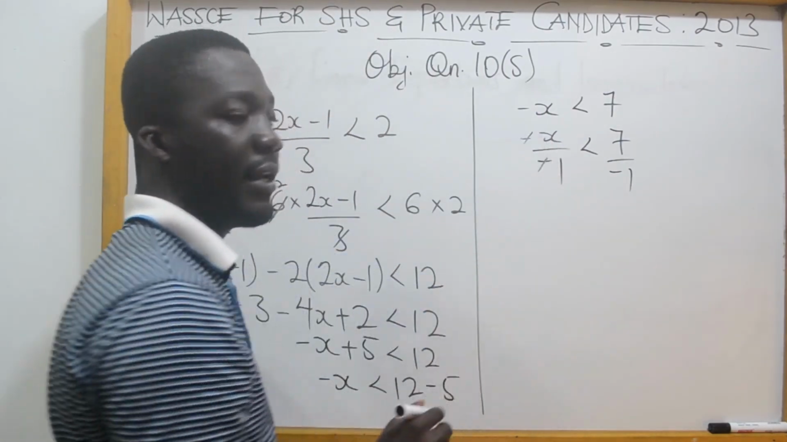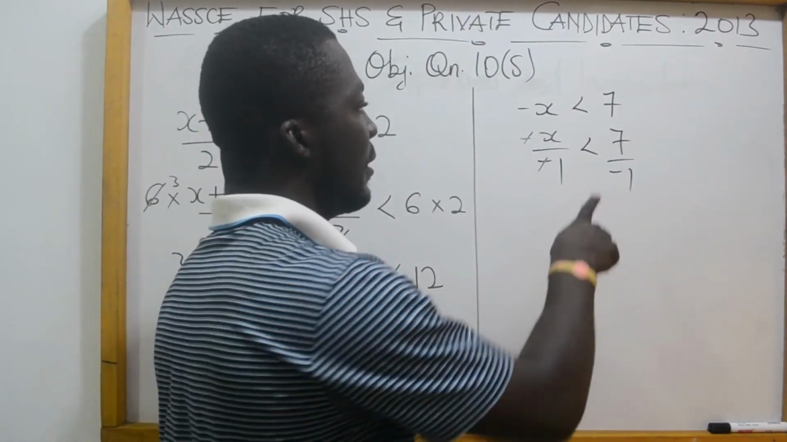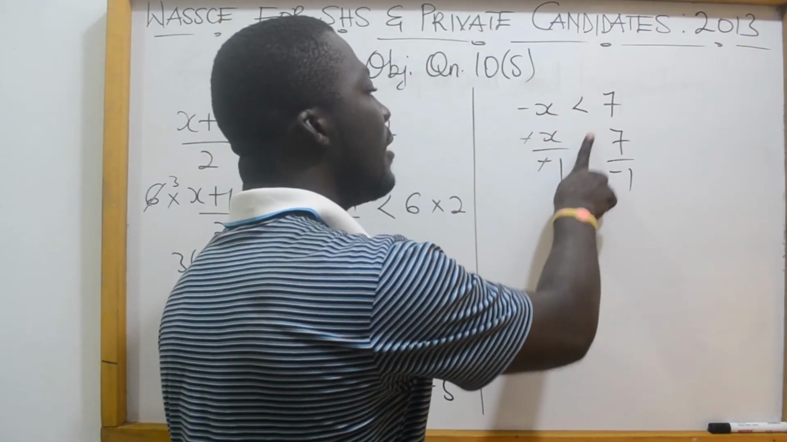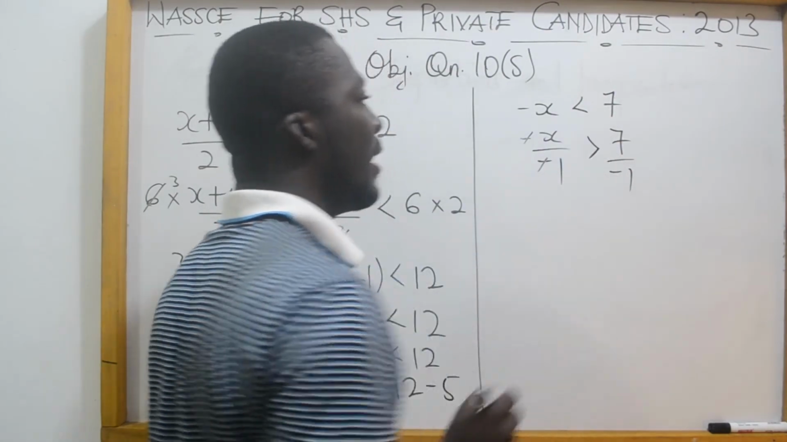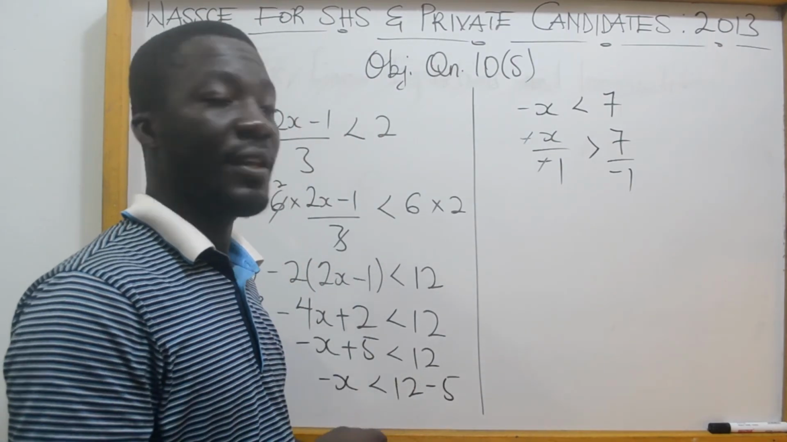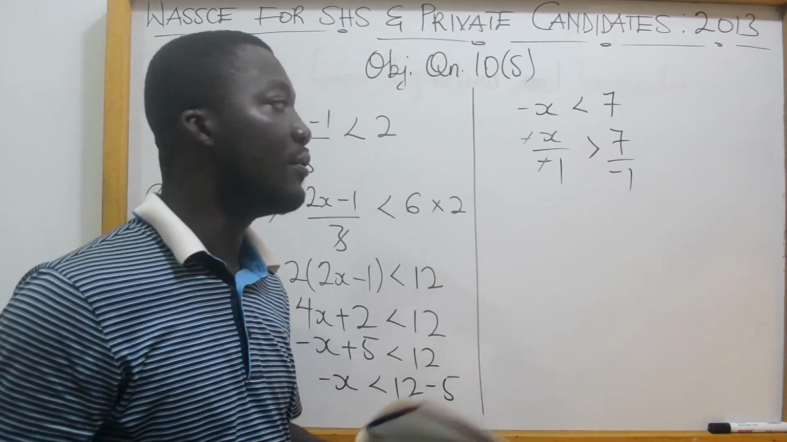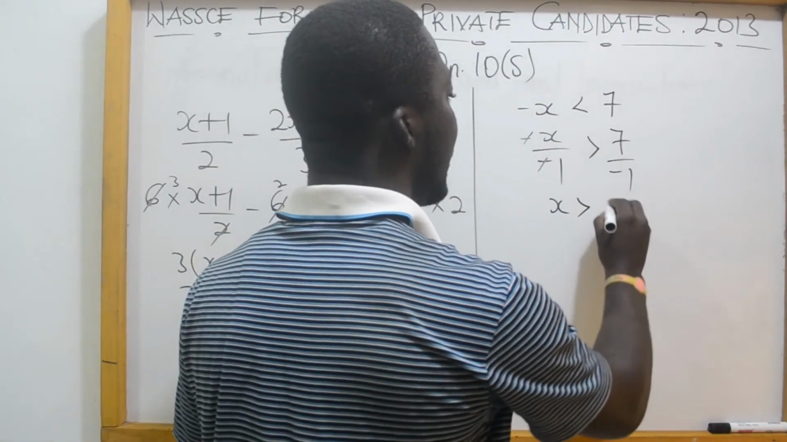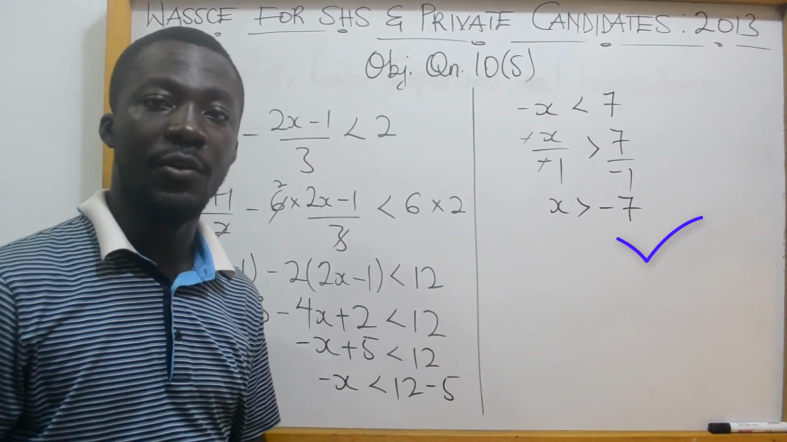Negative will take away negative, and when you are doing the division, whenever you are working with inequalities, immediately you are dividing by a negative, the sign changes to the other one. If it is less than, it will change to greater than, and if it is greater than, it will also change to less than. So you have x is greater than negative 7, and that should be your answer.